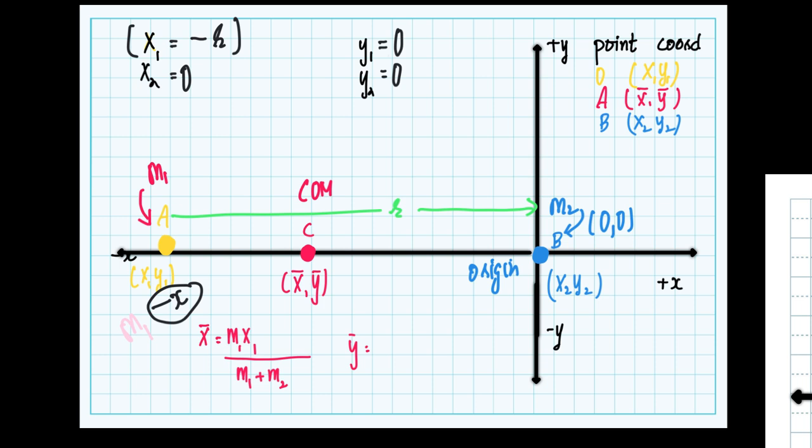I will just write it down one more time. So x1 is now equal to m1 divided by m1 plus m2 into r, but what should come into picture? Negative. And what is y bar again? Y bar is equal to 0.